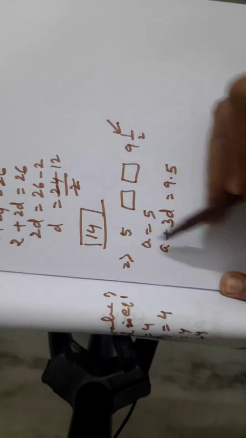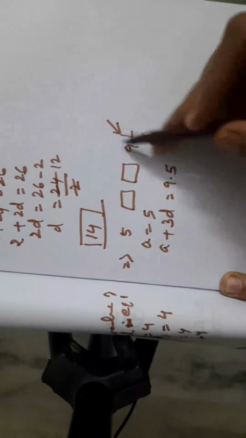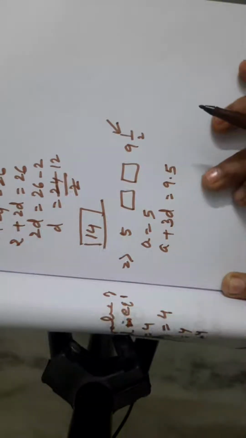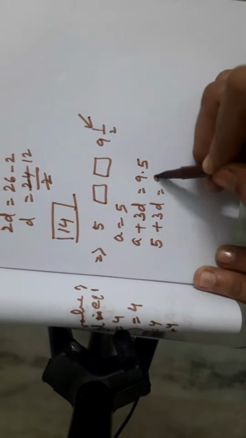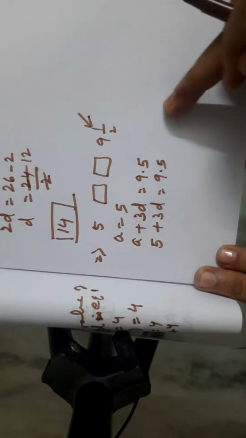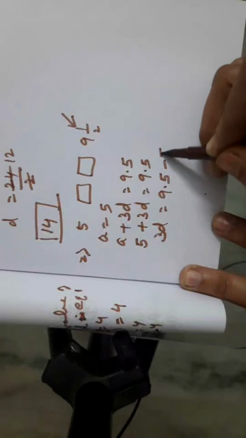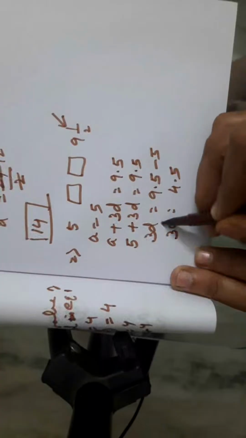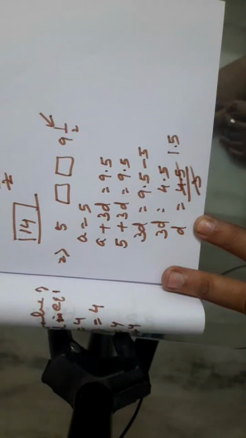So how did we make it? The first term is given as 5. Then the equation we prepared: 1, 2, 3, 4, so 4 minus 1, 3d. a plus 3d is 9.5. Now the a value is 5, so replace it. 5 plus 3d is 9.5. So we'll be shifting 5 towards the right. Thus it is 3d equals 9.5 minus 5. Now subtract them, so it's 4.5. Thus the value of d is 4.5 divided by 3. So it's 1.5. We got the value of d.